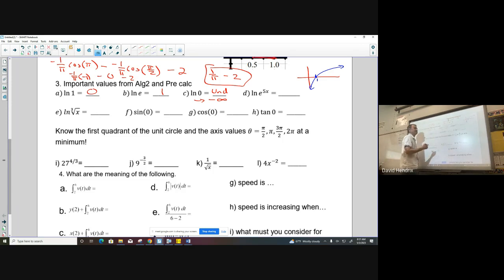What happens when we have natural log of e to the 5x? What's that going to be? What happens with the natural log and e? They cancel out, right? So this really moves to the front. This equals 1. So it's really 1 times 5x. So it's just 5x right there.